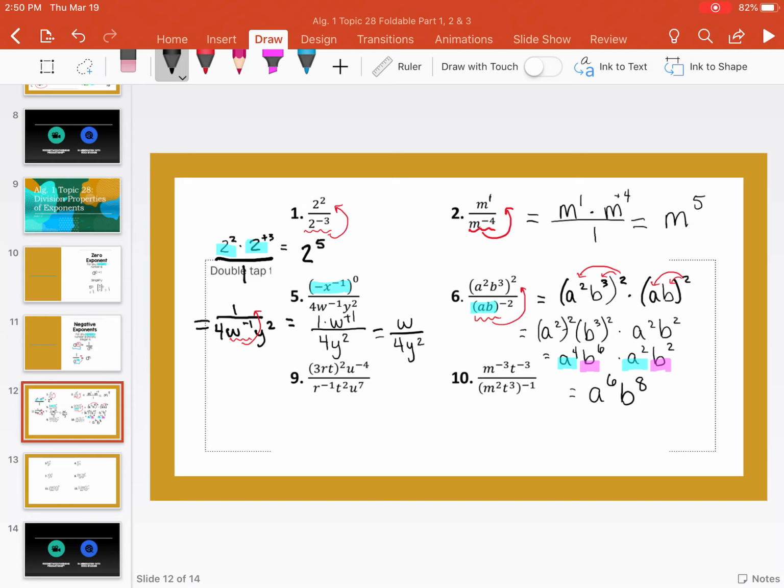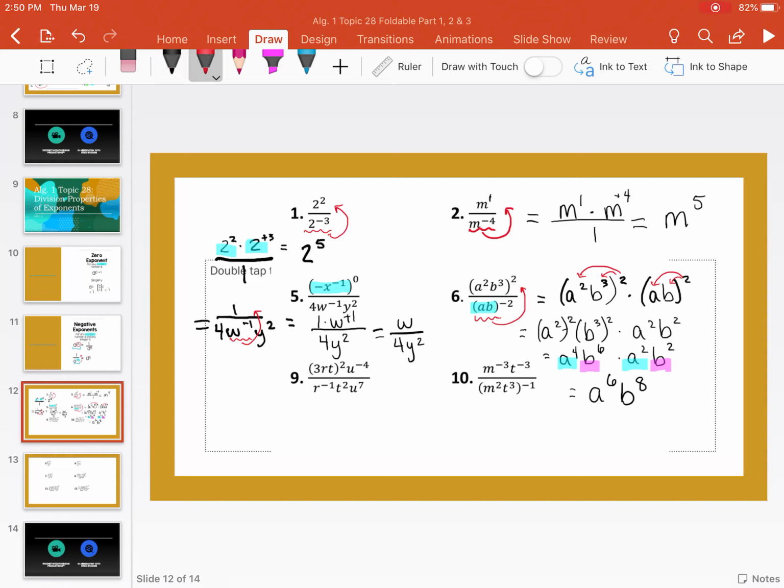Okay, few more problems for this one. I'm sorry, I read the wrong thing. Where was I looking? Problem 9, there we go. 3rt squared, u to the negative 4th, divided by r to the negative 1st, times t squared u to the 7th. Whew, okay, we got a lot.